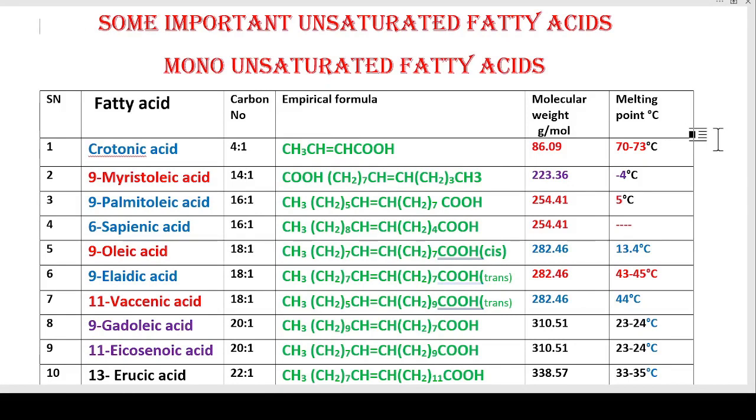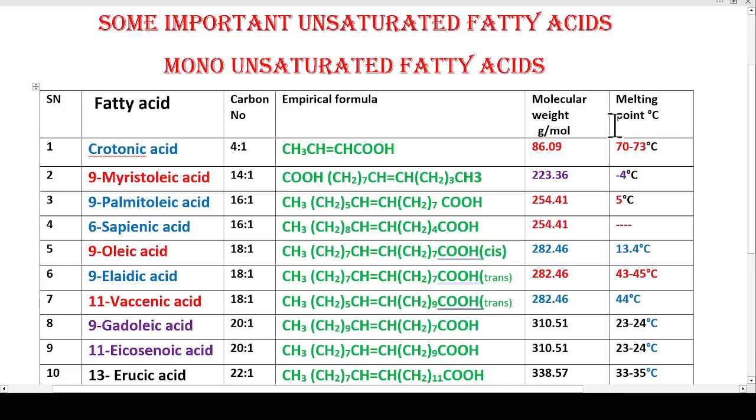As I said earlier, the unsaturated fatty acids are classified into two basic categories: monounsaturated fatty acids and polyunsaturated fatty acids. Again, polyunsaturated fatty acids are divided into three categories. One is with two double bonds, another is with three double bonds, and another is with more than three double bonds, like 3, 4, 5, like that. But mainly in vegetable oils, unsaturated fatty acids with mono, di, and tri double bonds are more important.